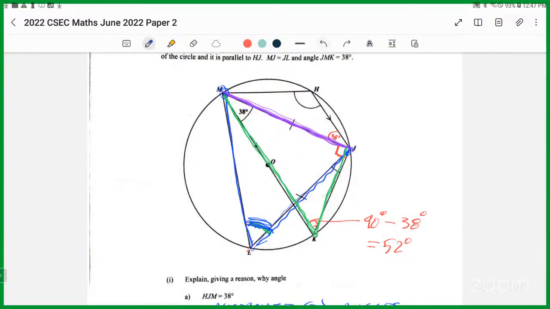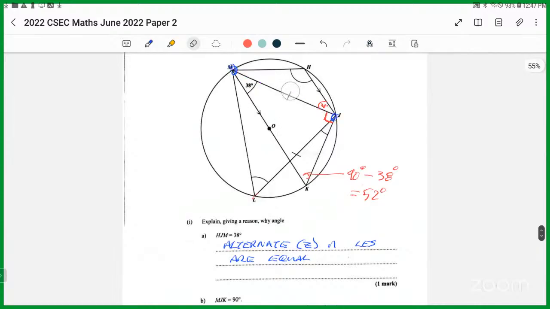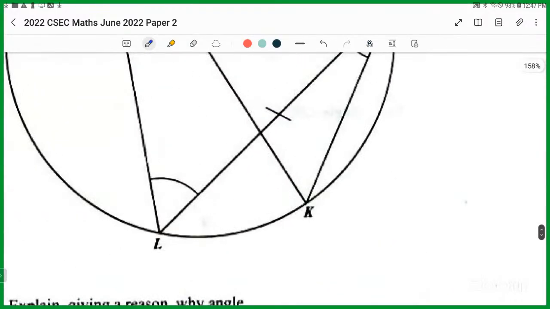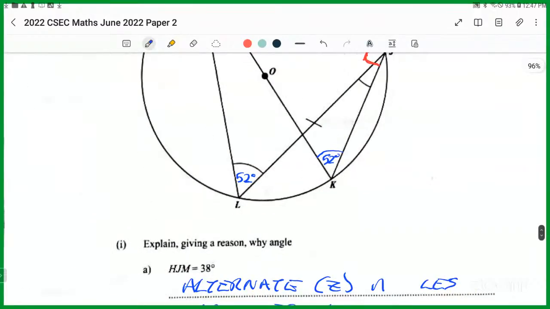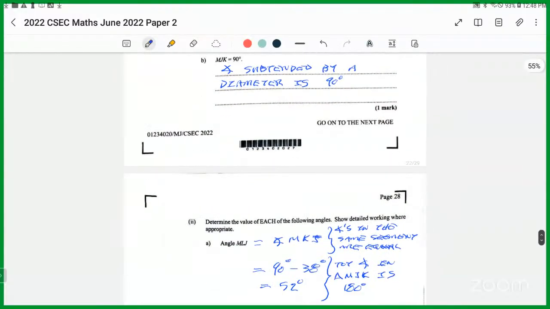So you see, that's how sometimes you have to go. You're not going to get all the angles straightforward all the time. Alright, so that's how we got that one. So practice these questions, guys. Practice it and follow our process as much as possible. These two angles are 52 degrees. So this angle here is 52 degrees, and this one is also 52 degrees. Same segment rule.